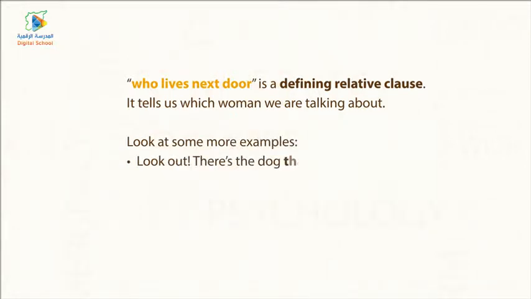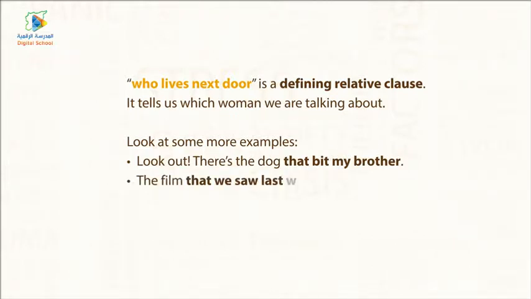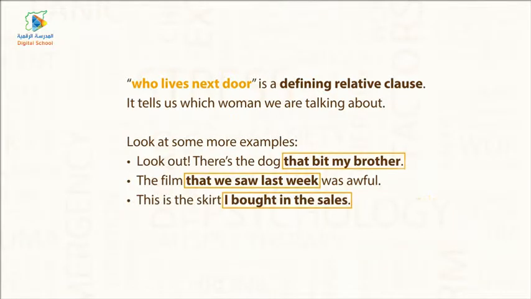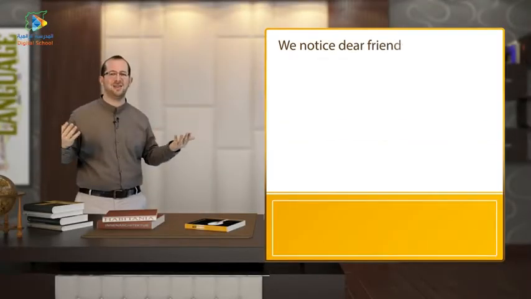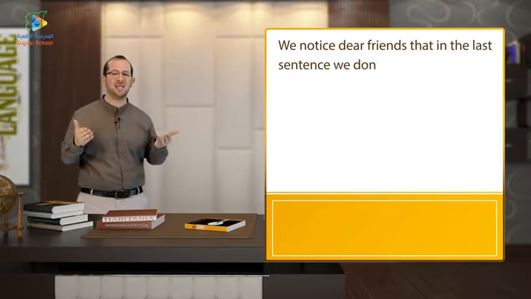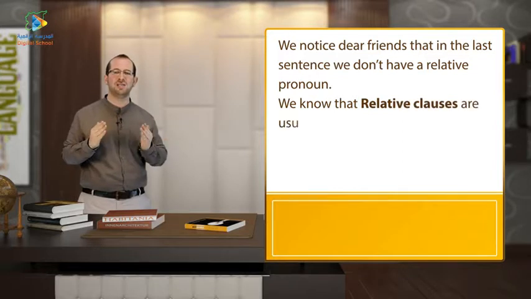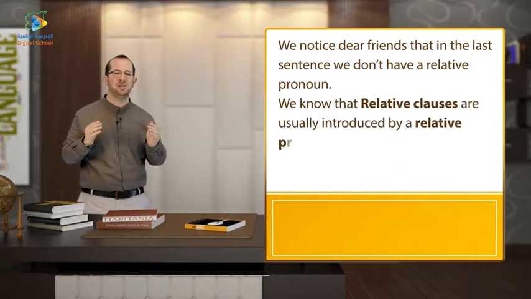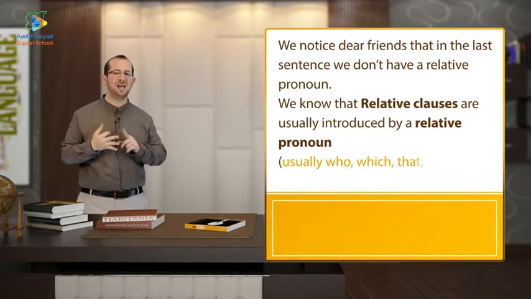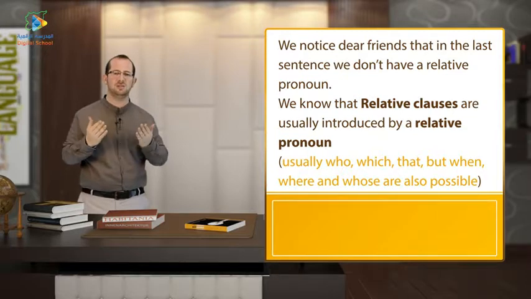Look out! There is the dog that bit my brother. The film that we saw last week was awful. This is the skirt I bought in the sales. We notice, dear friends, that in the last sentence we don't have a relative pronoun. We know that relative clauses are usually introduced by a relative pronoun, usually who, which, and that. But when, where, and whose are also possible.